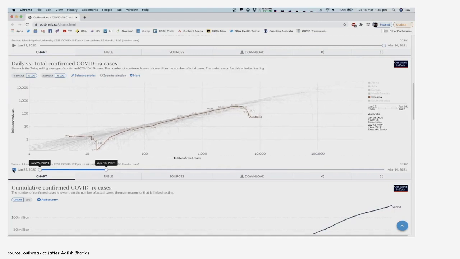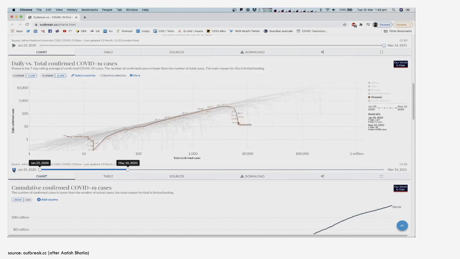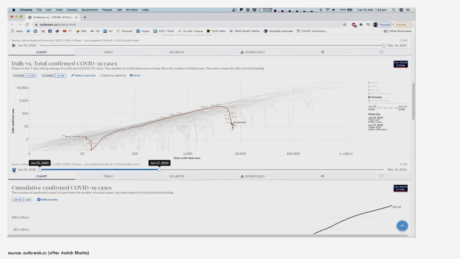By April, we drop off because we got things under control with a fast lockdown. We drop down to 10 or so cases a day, which at this point were mostly coming from international quarantine. That is quarantine of international arrivals. We bounce around in that space for quite a while. This was the window between our two waves.